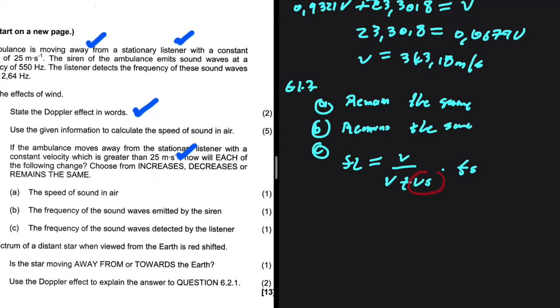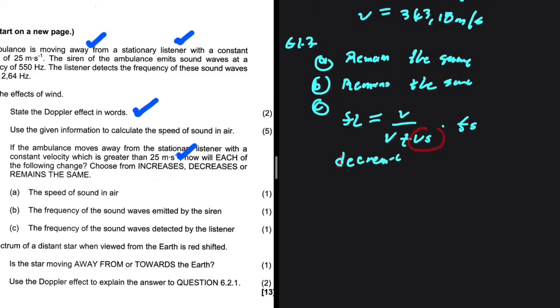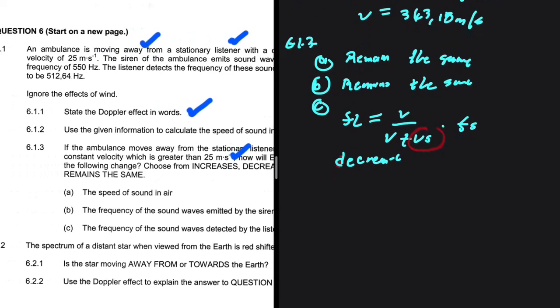And then if you increase the denominator, the number as a whole is decreasing. So the frequency of the listener would decrease, right? So the answer to C is decreases. Yeah, we can clearly see that from our equation.